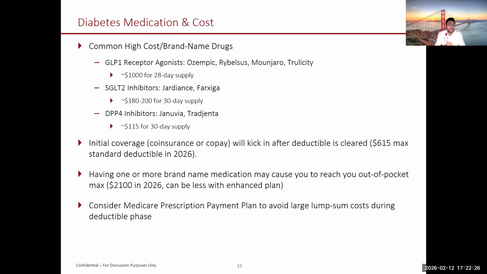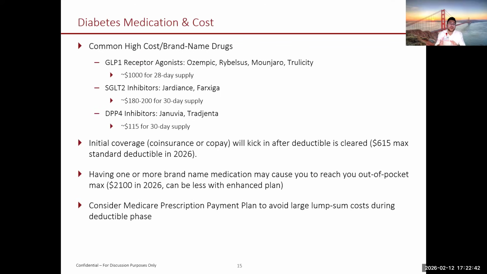And lastly, we have our DPP-4 inhibitors, things like Januvia and Tradjenta. Again, they are on a price negotiation program. So right now they are down to about $115 for a 30-day supply. But certainly more expensive than the medications we talked about in the previous slide.